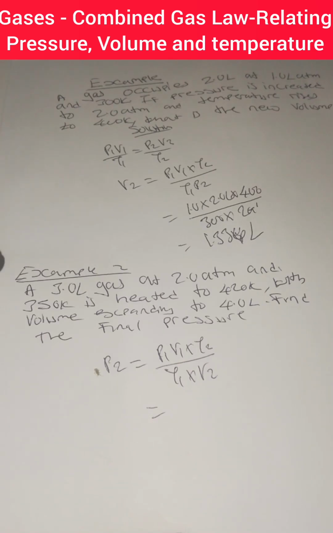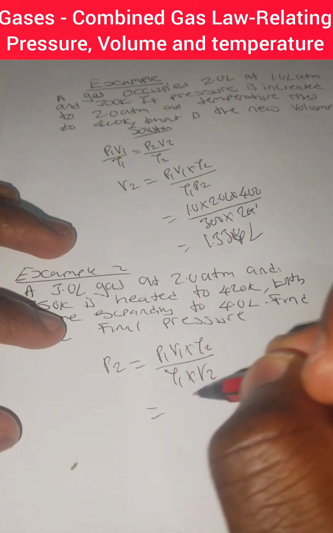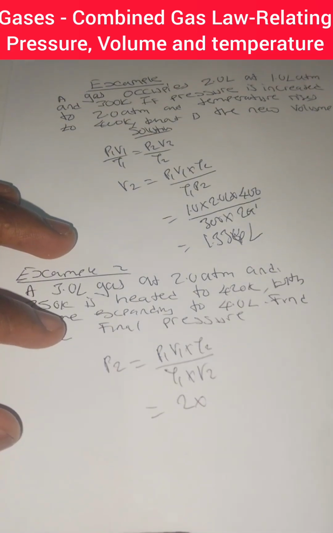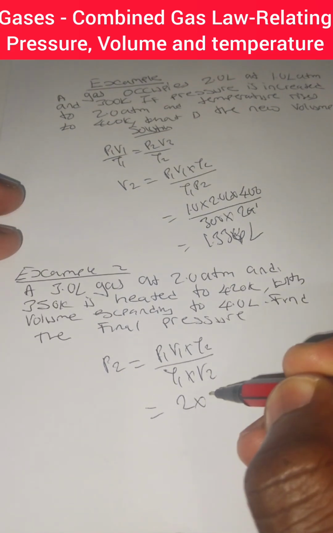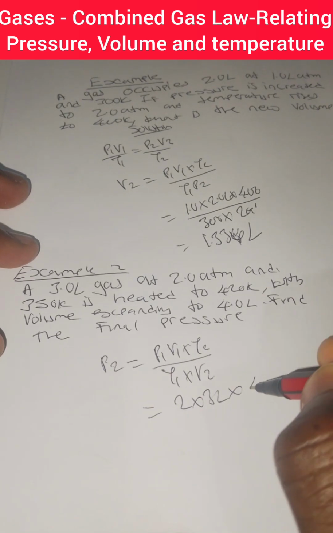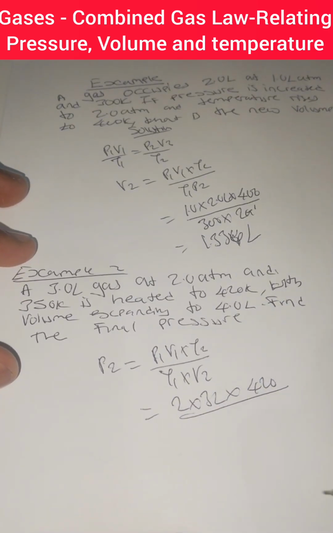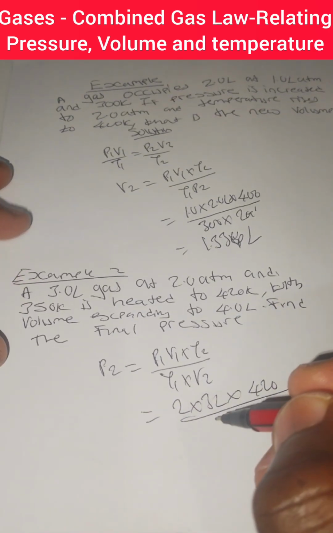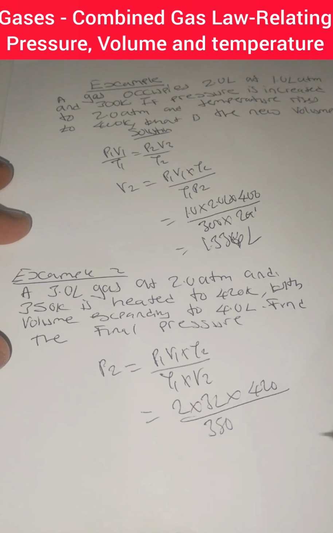What's our pressure 1? Pressure 1 is 2 atm, times volume 1, which is 3 liters. What about temperature 2? Temperature 2 is 420 K, over temperature 1, which is 350. And what about volume 2? Volume 2 is 4 liters.